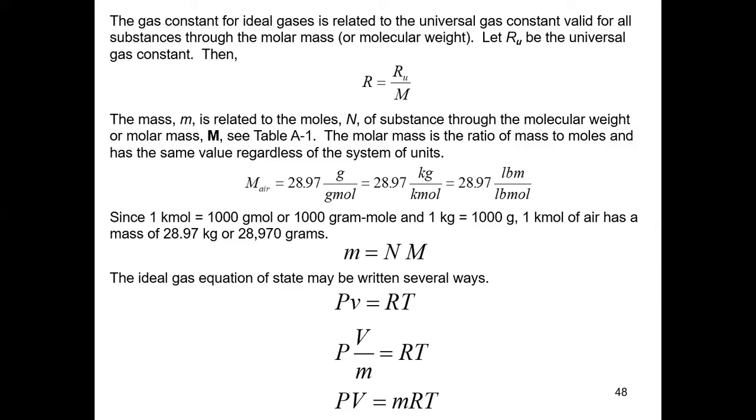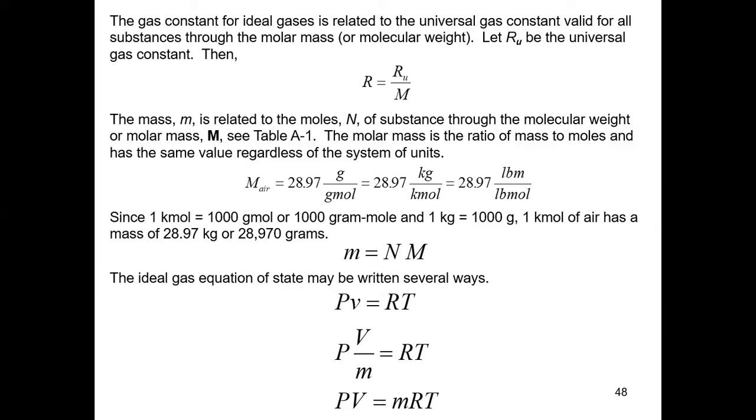Here the molar mass of air is 28.97 gram per gram mole, kilogram per kilomole, or pound mass per pound mole. Since 1 kilomole is 1000 gram mole, and 1 kilogram is equal to 1000 gram, 1 kilomole of air has a mass of 28.97 kilogram. So small m is n, the number of moles, times molar mass. Okay, molar mass is weight of one mole.